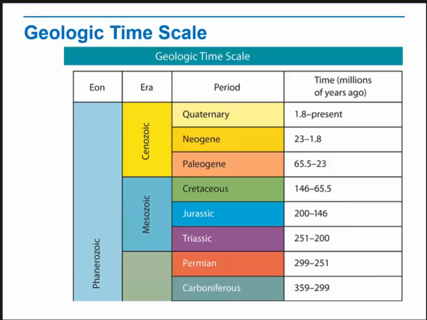What are the periods of the Mesozoic era, from oldest to most recent? They are the Triassic, the Jurassic, and the Cretaceous. When did the Cretaceous period end? It ended about 65.5 million years ago.